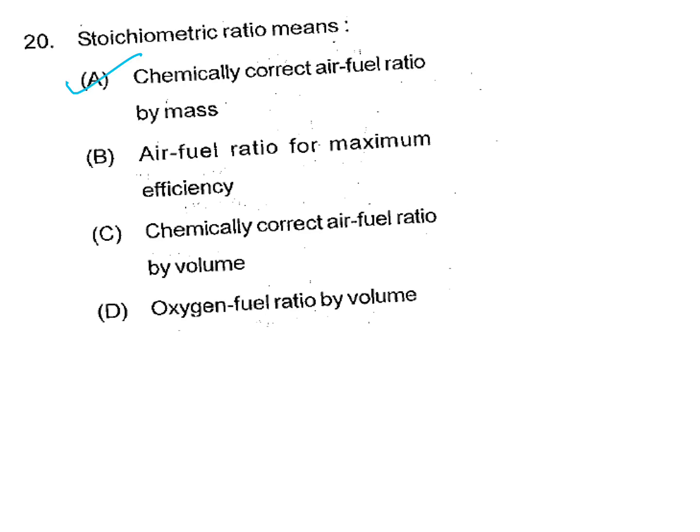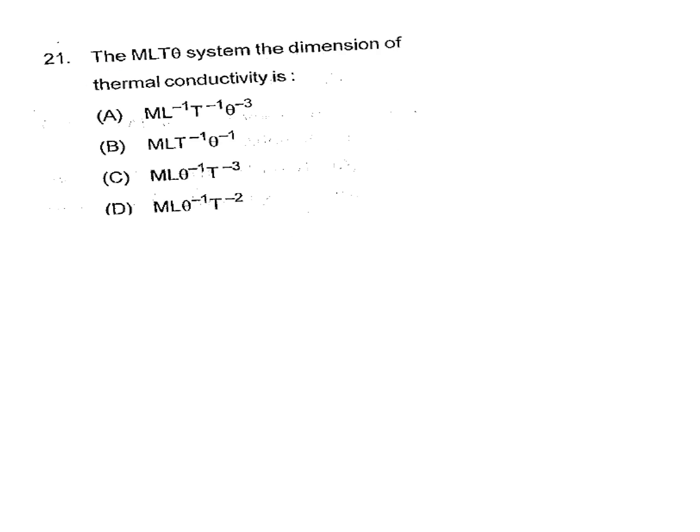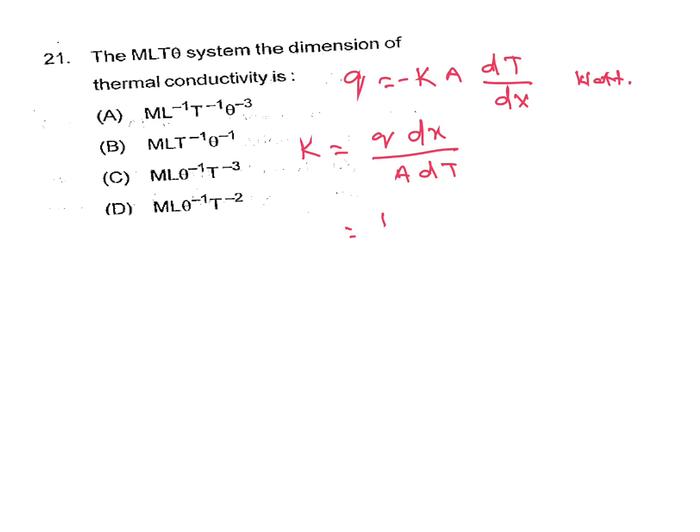Question is, in the MLT theta system, the dimension of thermal conductivity is. We know Fourier's law for one dimensional heat conduction: Q is minus K dT by dx. So the unit is watt or joule per second. So K is Q dx by A dT. Q unit is watt, then dx is in meter, that is the thickness of the wall. Area is meter square into dT, the temperature drop, unit is Kelvin.